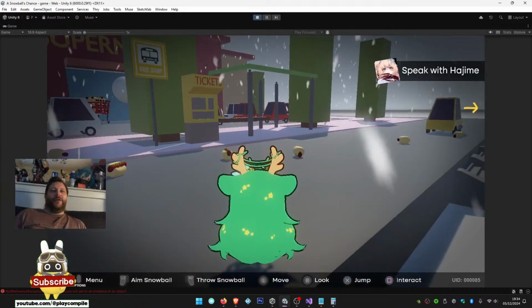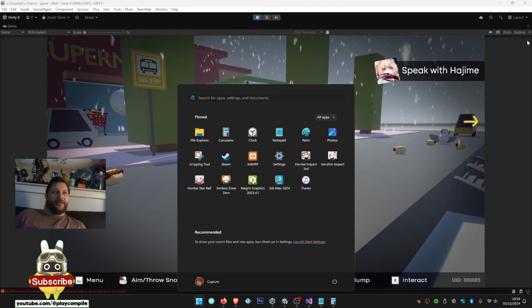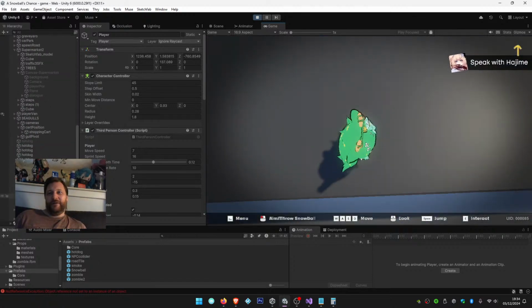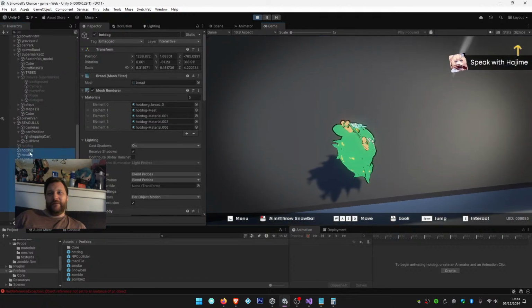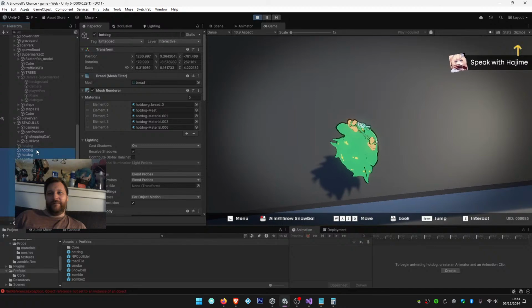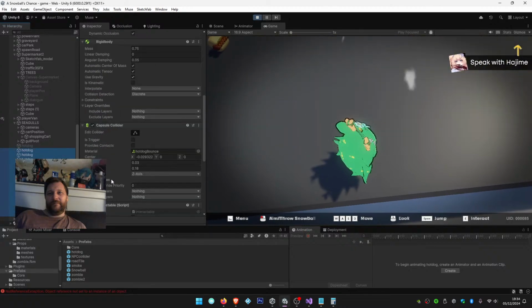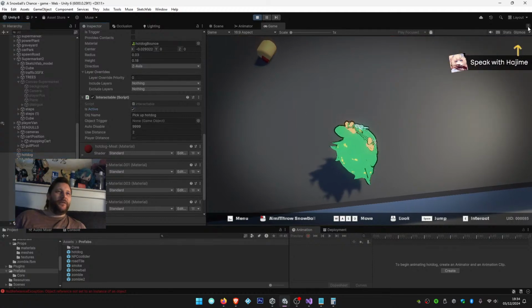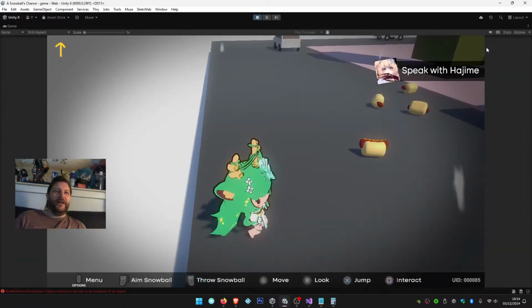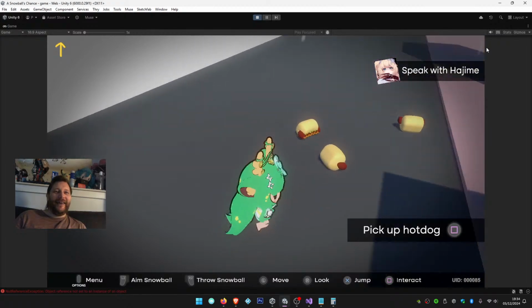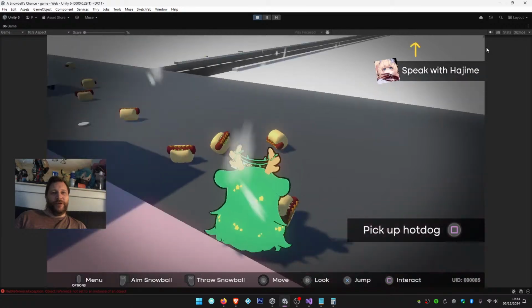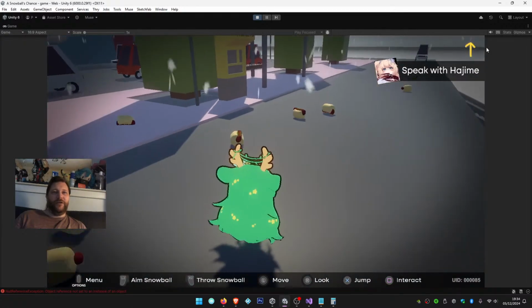I think that's all of them. Alright, let's make the hot dogs interactive. Active. And see if we can actually, finally, yay! Pick up the hot dog when it's in range. Brilliant. So now I just need to tune the distance on it.